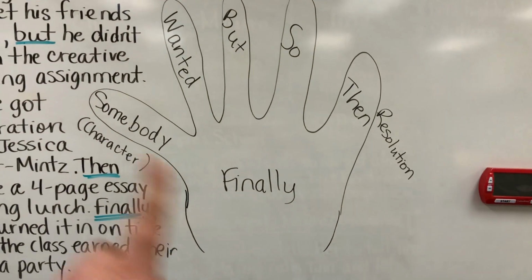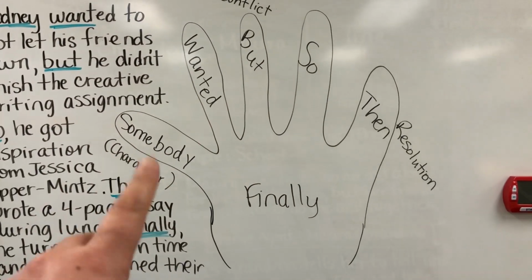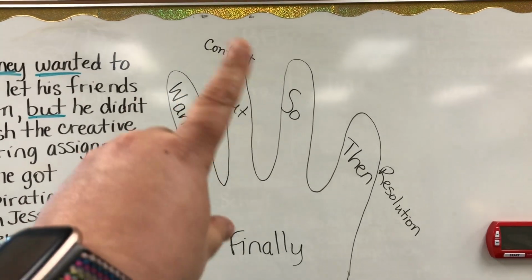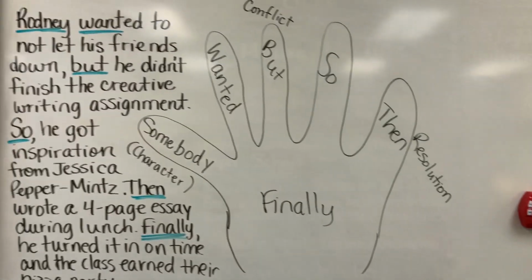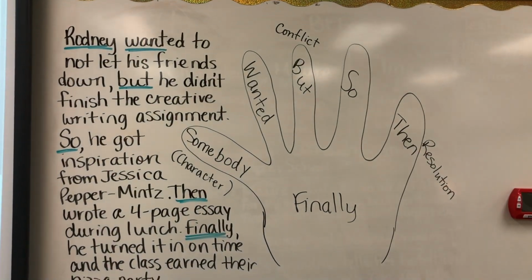I also taught the students the "somebody wanted but so then finally" strategy for summarizing a narrative story. I want to give you a glimpse of one of the examples that I did on the board with one of my classes. I drew the hand and I put somebody, which is a character, wanted, but conflict, so then resolution, finally. I did that over here on the board together with them.